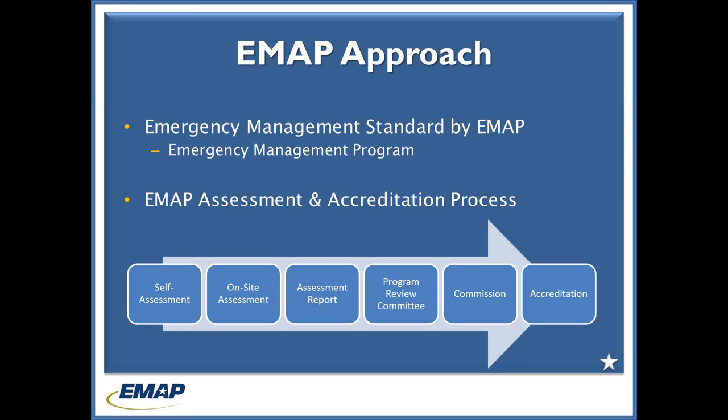The third phase is the assessment report. The report is provided to the candidate program, who then determines if they will seek accreditation. If they determine to seek accreditation, then the report is provided to the Program Review Committee for review and recommendation. The Program Review Committee decides by a majority vote to either recommend or not recommend accreditation. The recommendation is then provided to the EMAP Commission for consideration. The full Commission's deliberations culminate in a motion to award or deny accreditation.